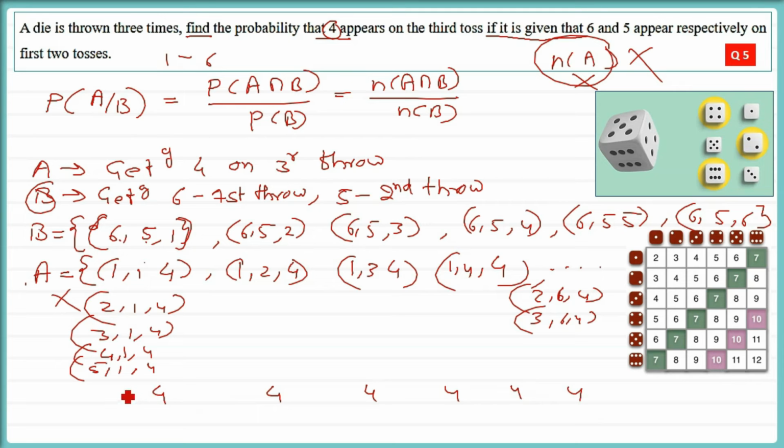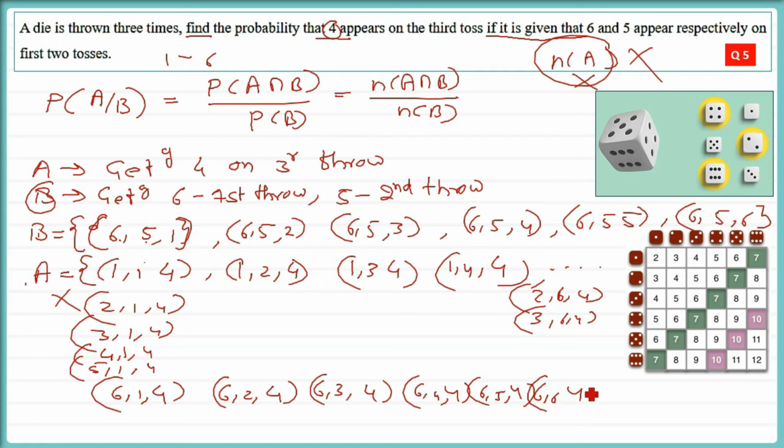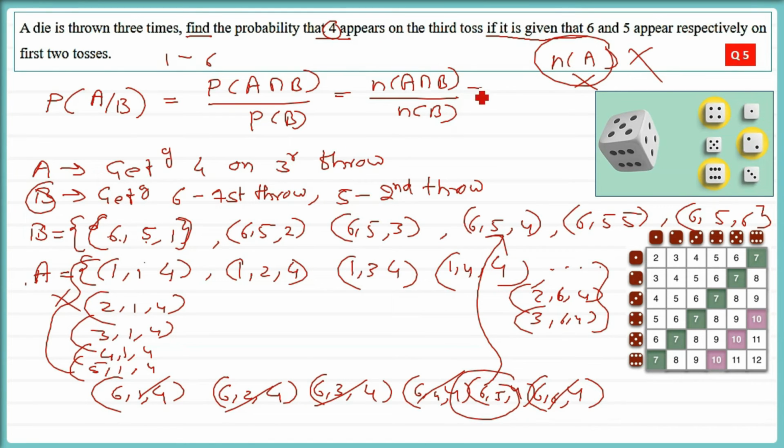Now the first and second can be 6 1, then 6 2, then 6 3, then 6 4, then 6 5, then 6 6, like this. Now you tell me whether it was required to write from 1 1 4 to say 5 6 4. We don't need them. If you take the intersection of A and B, anything before 6 5 4 will never be intersected. Only 6 5 4 is the value which is common in A and B. So the intersection of A and B will only give you one element. So N(A intersection B) is only one, and the content is 6 5 4. That is the only commonality between these two.